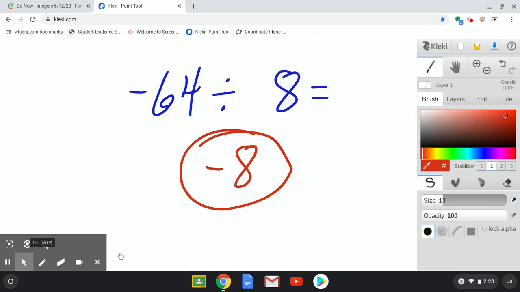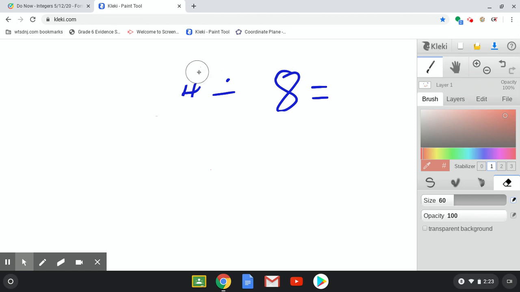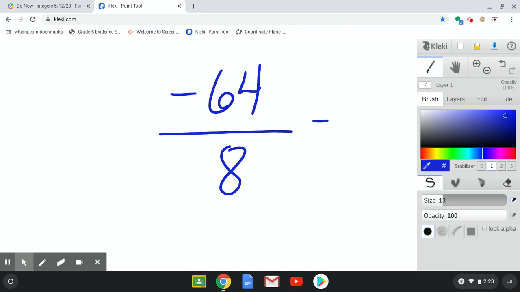So now also, you may see your division problems possibly written a different way without the division sign. So you may see it written this way, which is also fine. You might have -64 with the fraction bar and 8. Same thing, okay? My signs are different. I know my answer is going to be negative, so I'm going to put my negative sign right away. I'm going to take 64 divided by 8, and that's going to give me an 8. Okay, so you might see division written that way.